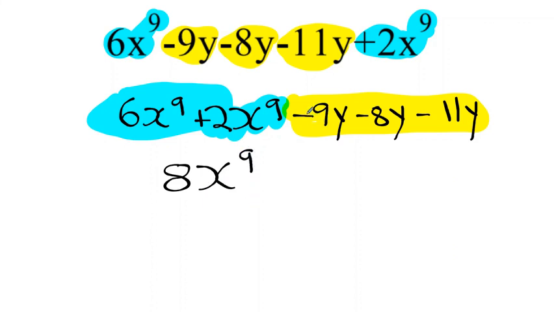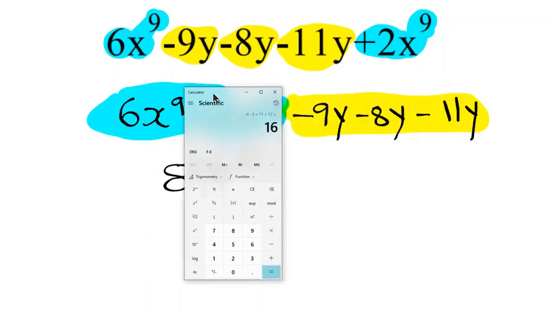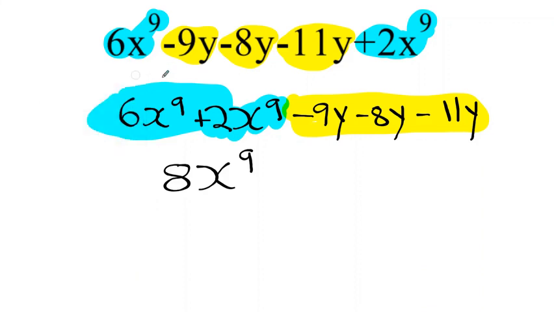Same thing here, negative 9 minus 8 minus 11. Feel free to use your calculator for this. It's negative 28. Negative 28y. And that's it. I cannot simplify anymore.